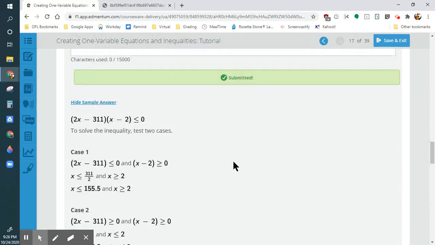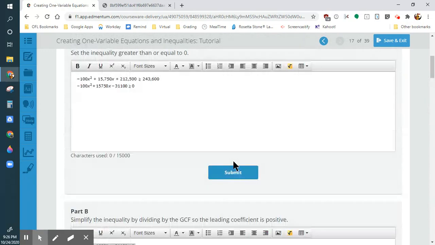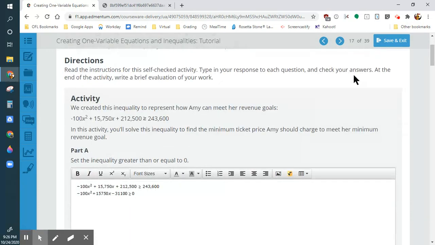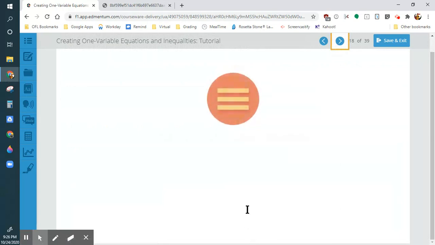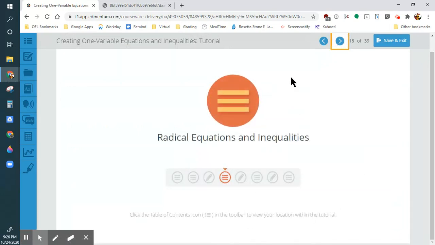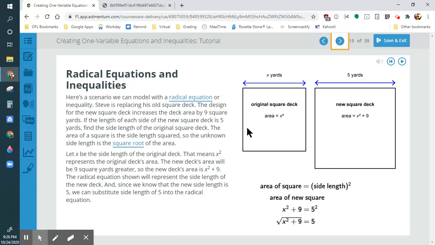Let me submit the ones I didn't submit before, which I believe was only like the first one. Literally only the first one. All right. So now we're going to do radicals. And this is probably the last one I'm going to do. I'll finish this off. Well, let's see how much the radicals and inequalities are.